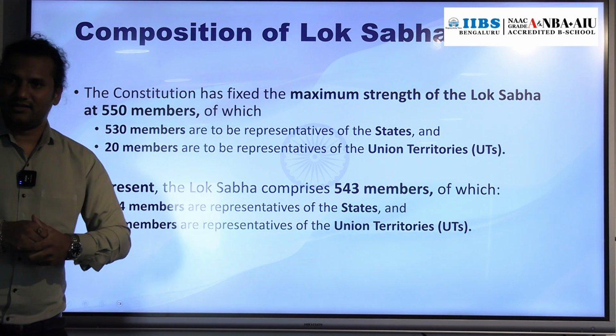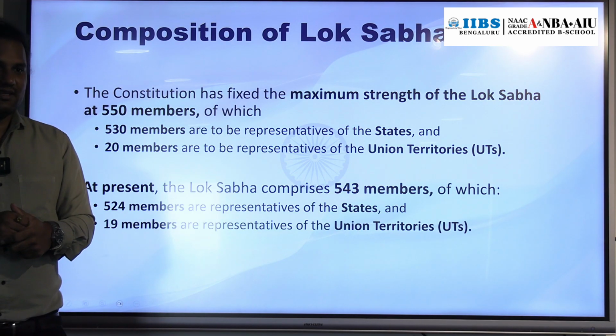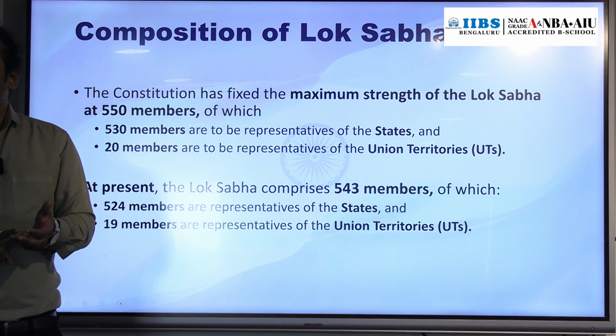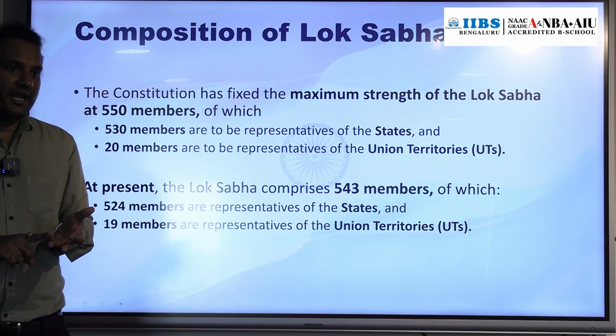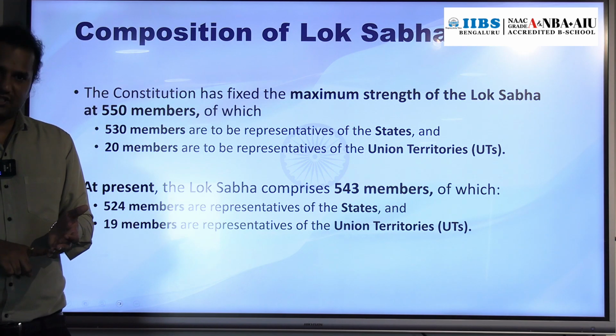Remember Rajya Sabha? In Rajya Sabha, the Constitution provides 250 members. Out of 250, 238 are from states and UTs, and 12 are nominated by the President. And the present Rajya Sabha has 245 members: 225 from states, 8 from UTs and 12 nominated by the President.